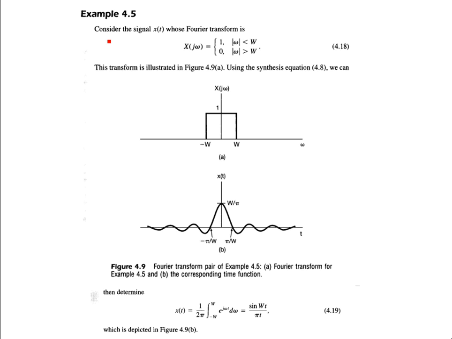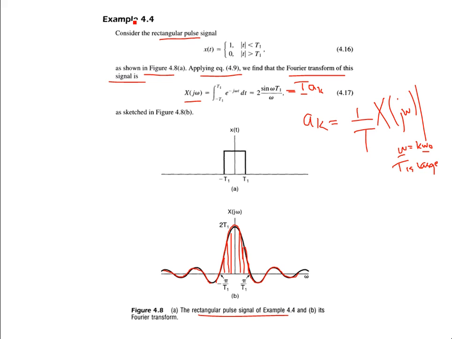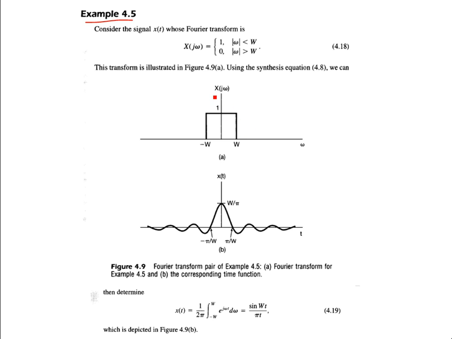An interesting thing to notice in example 4.5 compared to 4.4 is that in 4.4, the form of x(t) was a rectangular pulse. Now, if you have the same form in the transform domain, X(j omega), then by the duality property of Fourier transforms, x(t) will be a sinc function.